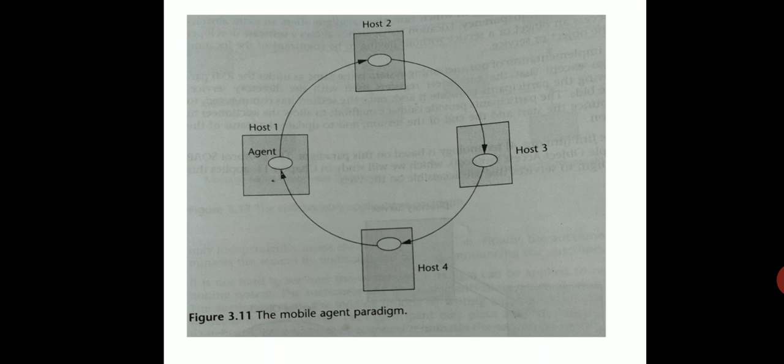Okay, so here the figure shows the mobile agent paradigm. See here there are host 1, 2, 3 and 4. Host 1 is holding the agent and the agent accesses the required resources of host 1 and accomplishes its task at host 1, and next it will be transported to host 2 and there it will access the resources of host 2 to accomplish its task, and it will move to host 3 and host 4. So this is the mobile agent paradigm, that is the agent is moving from host to host.